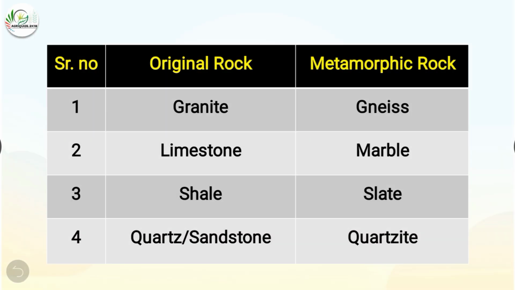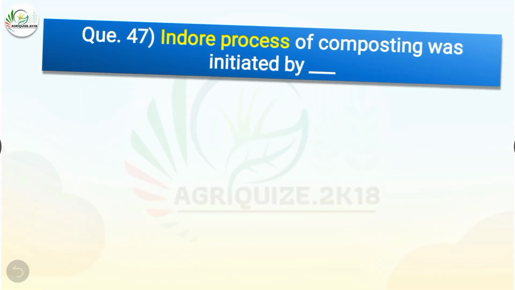Let's know more about it. For granite, the corresponding metamorphic rock is gneiss. For limestone, the corresponding metamorphic rock is marble. For shale, the corresponding metamorphic rock is slate, and the original rock, which is quartz or sandstone, the corresponding metamorphic rock is quartzite.